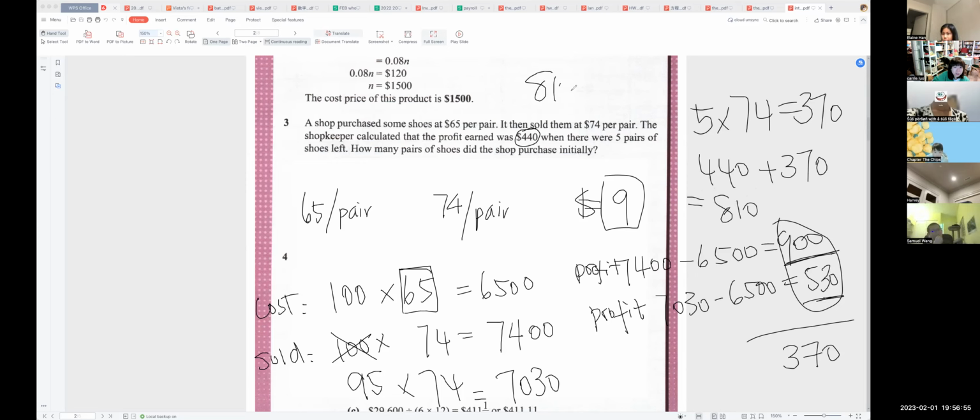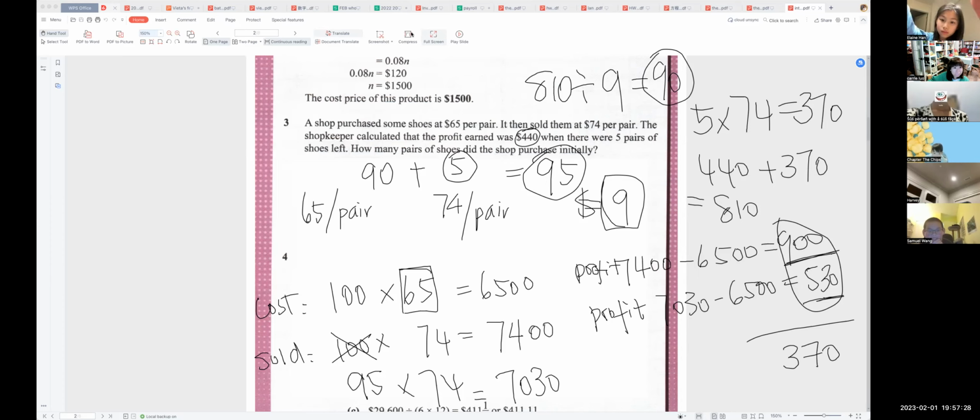So I'm going to use 810 divided by what? Divided by 9, because each pair you're going to gain $9. So how many pairs of shoes have been sold? 90 pairs of shoes have been sold. Get it? And 5 pairs of shoes are not being sold. So altogether, how many pairs of shoes are there? 95 pairs of shoes initially. Understand this part? OK, 这道题目我希望小朋友们能够看一看清楚。Get it?